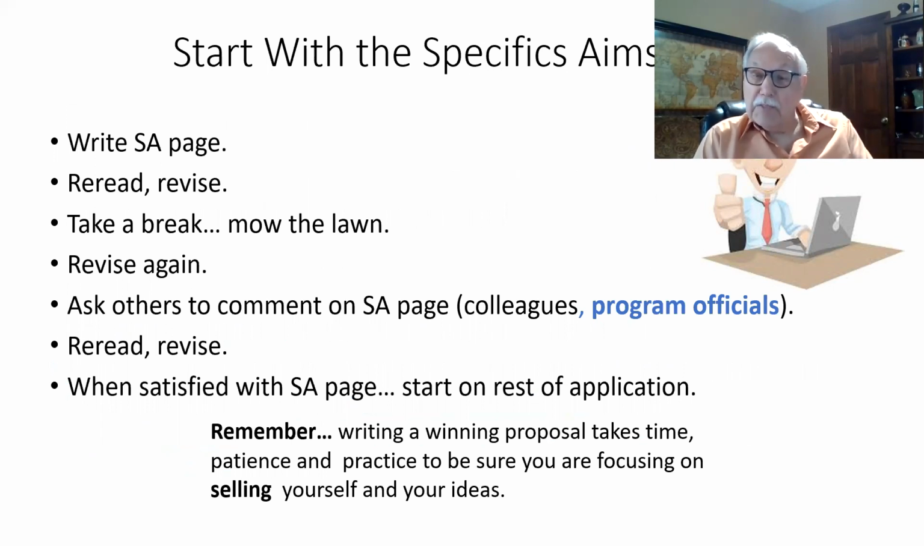So start by writing your specific aims page, then read it, write it again, take a break, write it again, send it to somebody else to take a look at, perhaps send it to a program official once you think it's in pretty good shape, get their opinion on it, and then read it, revise it again, over and over until you're satisfied that's the best specific aims page you could develop. Remember, this takes time. This is the key page. Once you get this page down, then it flows quite easily to write the rest of the application. So take your time on this page.